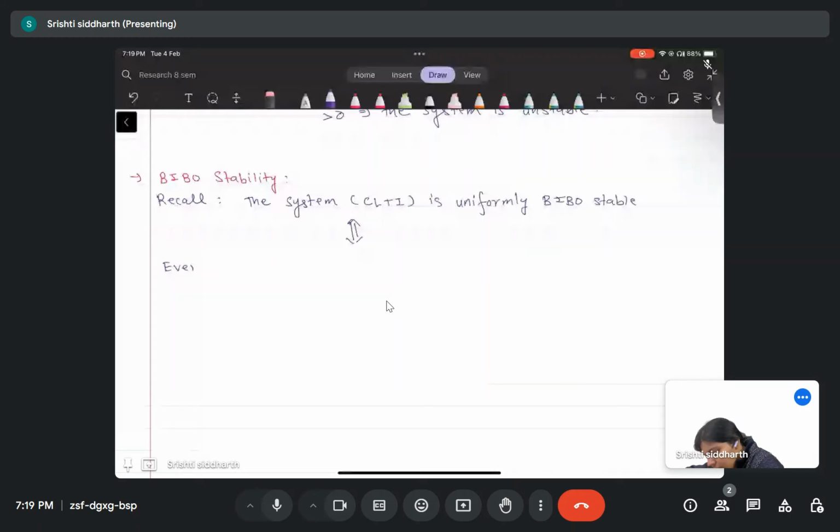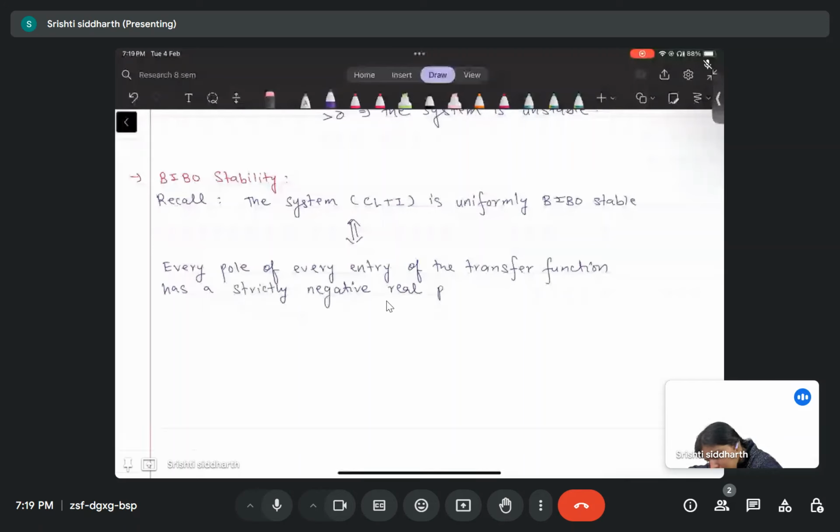every pole of the entries of the transfer function, the transfer function has a strictly negative real part. The transfer function is C (sI minus A) inverse B plus D. We saw this in last week's tutorial session too.